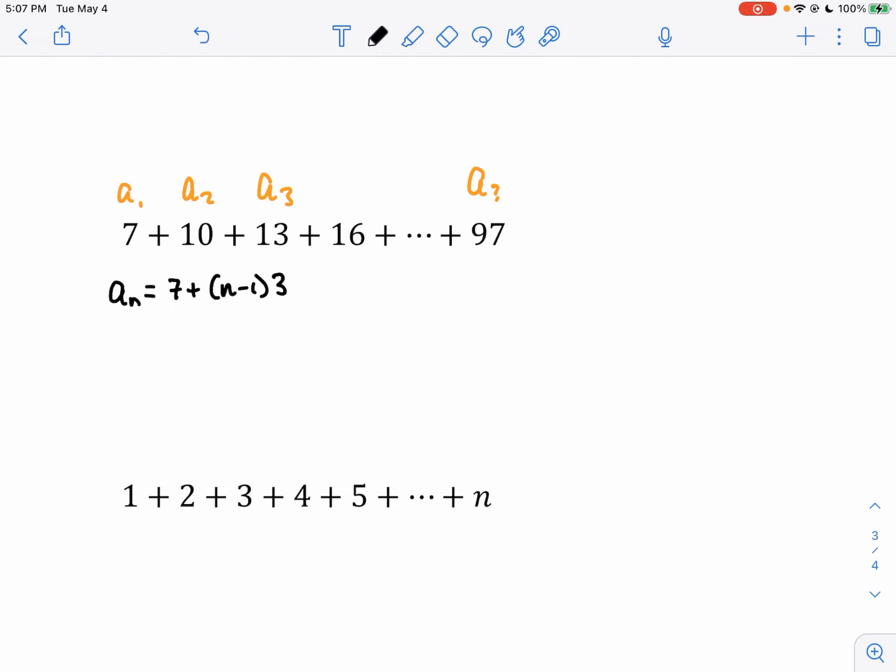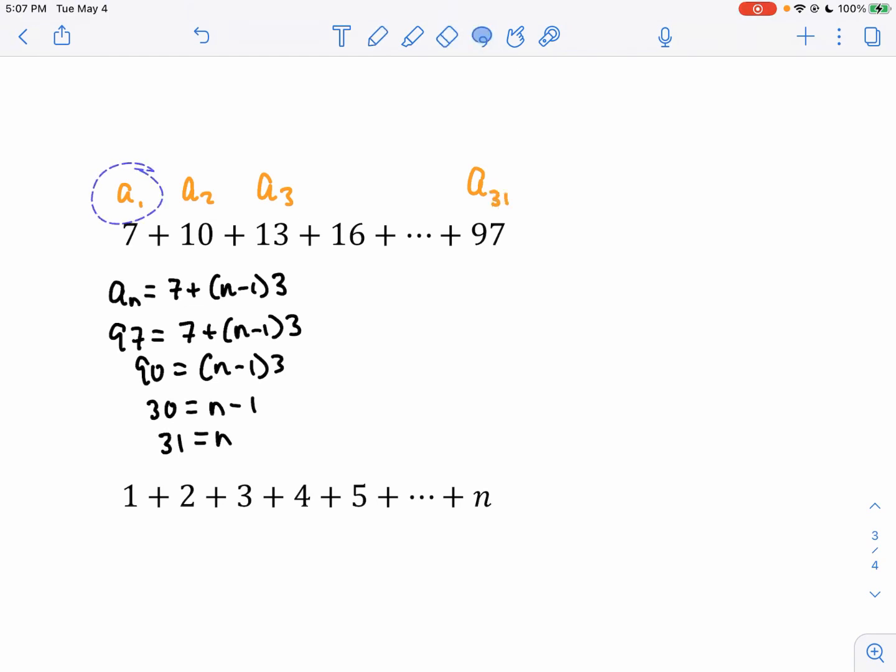And we can solve this. We can plug 97 in for a sub n and figure out what n is. So we can say, okay, 97 is equal to 7 plus n minus 1 times 3. Subtract the 7, we get 90 is equal to n minus 1 times 3. Divide by 3, we get 30 equals n minus 1. And then add 1. So we get 31 is the nth. So 97 is the 31st term.